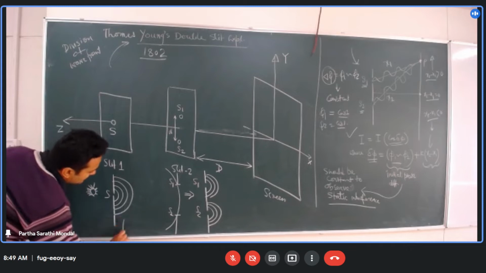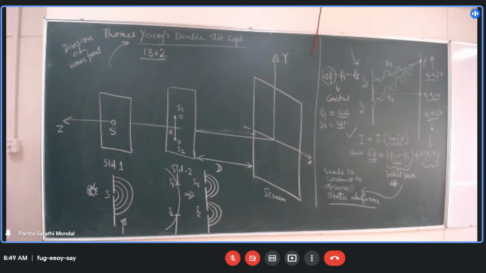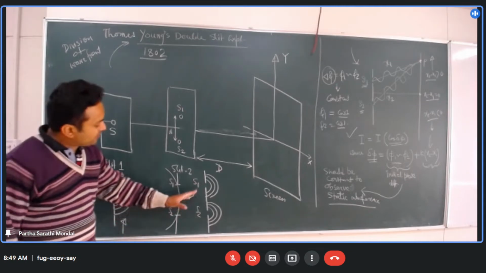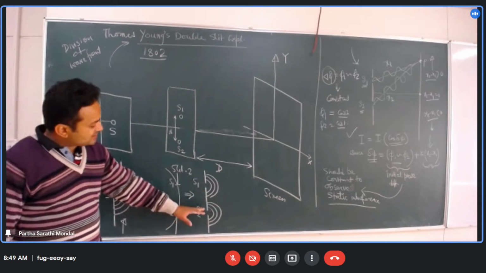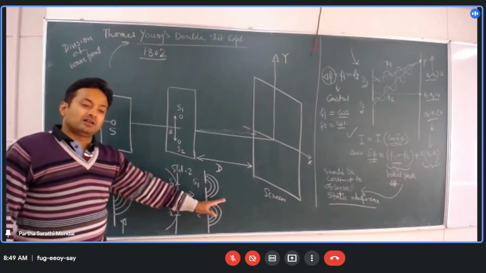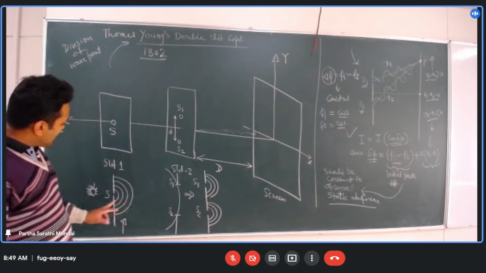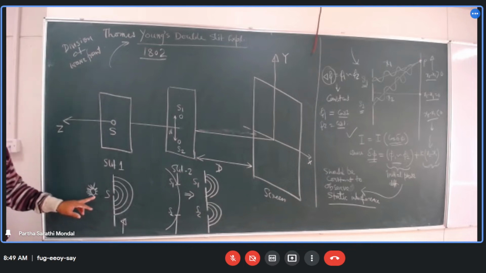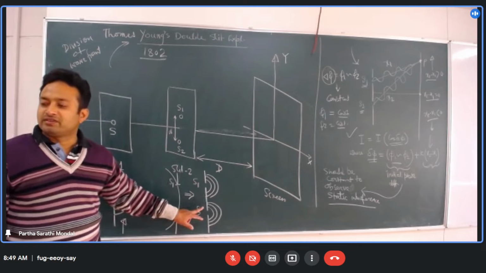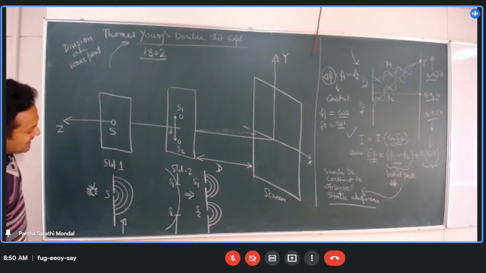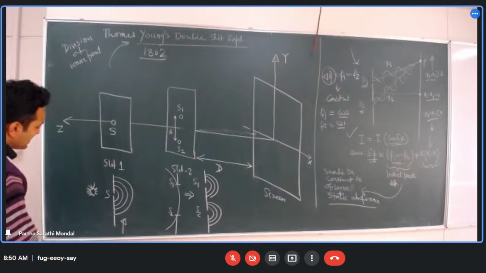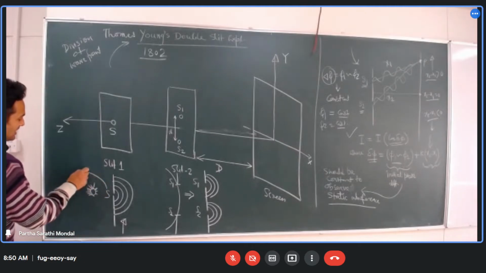You have one single source which is emanating a spherical wavefront. Now we can divide the wavefront into two parts, S1 and S2, which are also emanating spherical wavefronts, and since they are derived from the same source S, they must have a phase relationship between them.